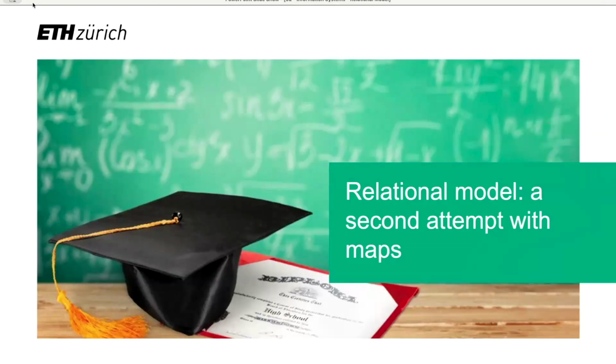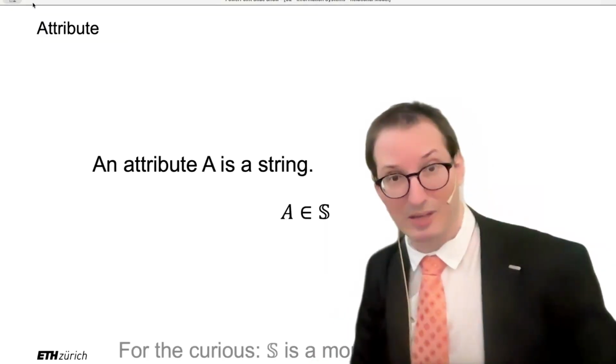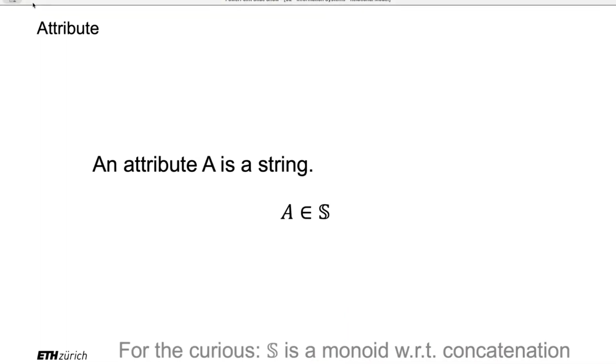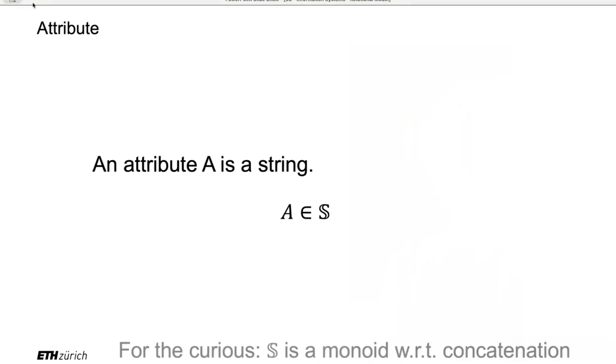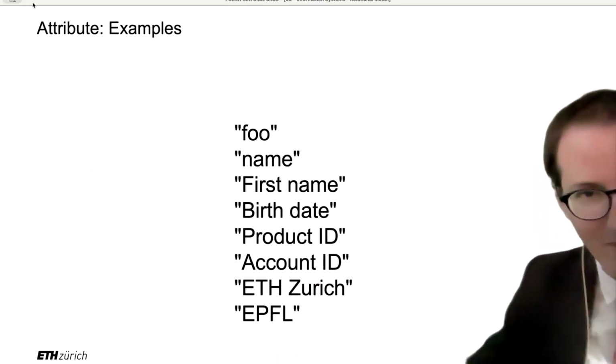Okay, so here's now my second attempt. We are going to start with the attributes. These are the column headers of your tables. What are attributes? They are just strings, right? It's just a name. It's the name of your column. So every attribute is an element of the set of strings. For the mathematicians who are bored, the set of strings is a monoid endowed with the concatenation operator, right? Just for the mathematicians. Okay.